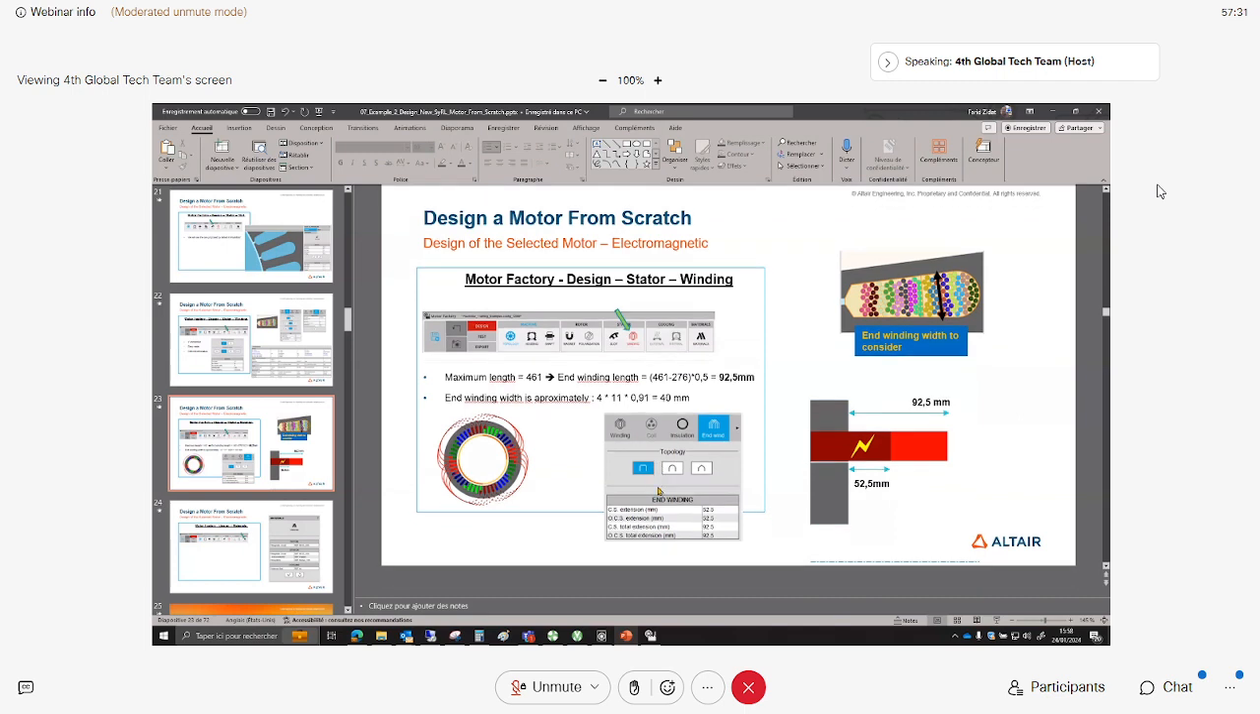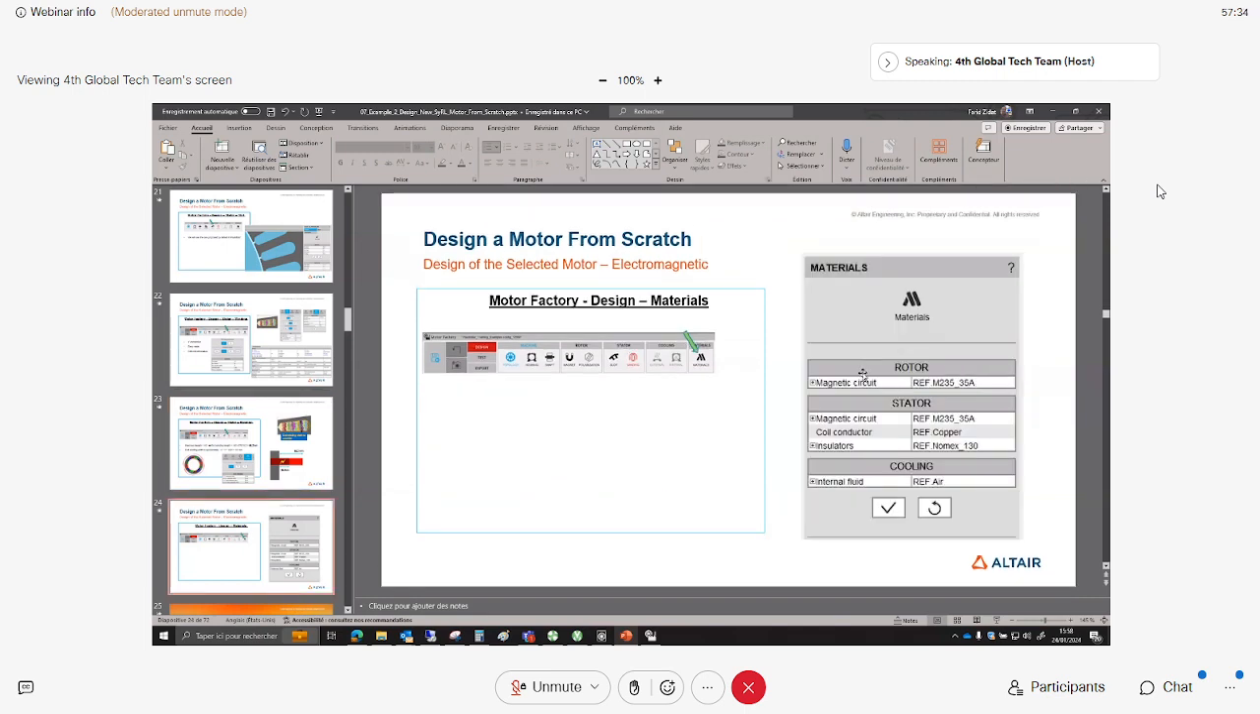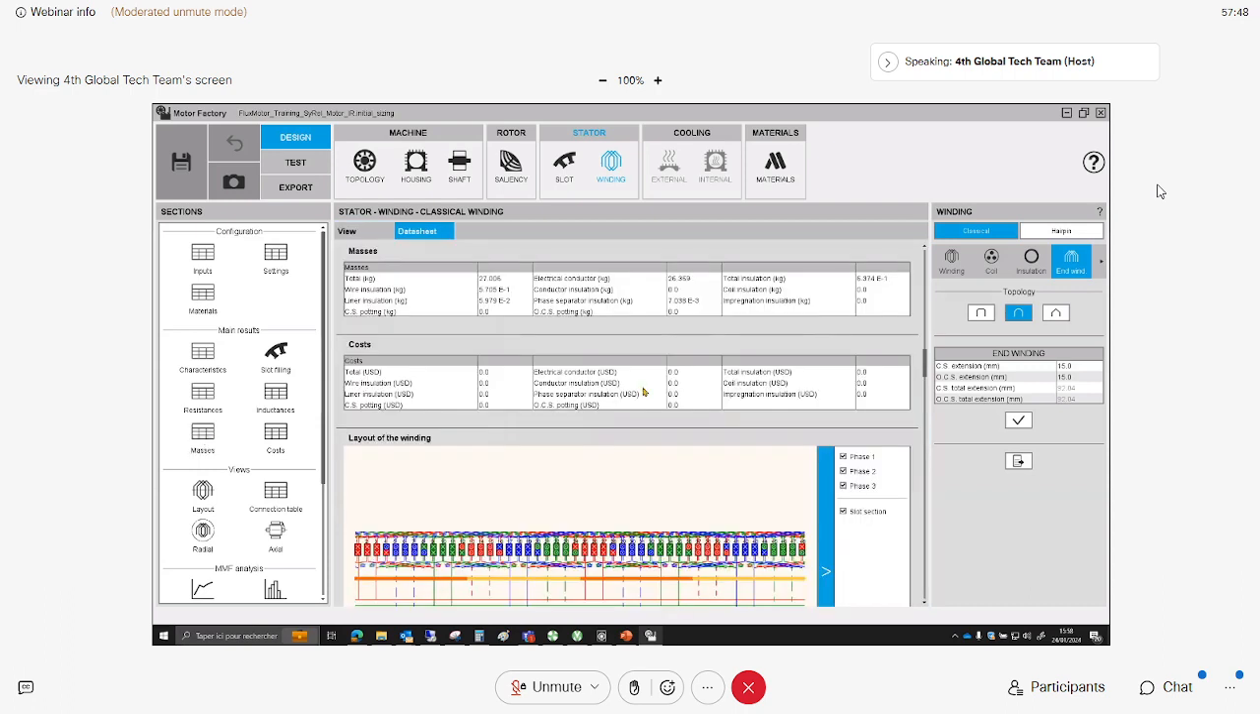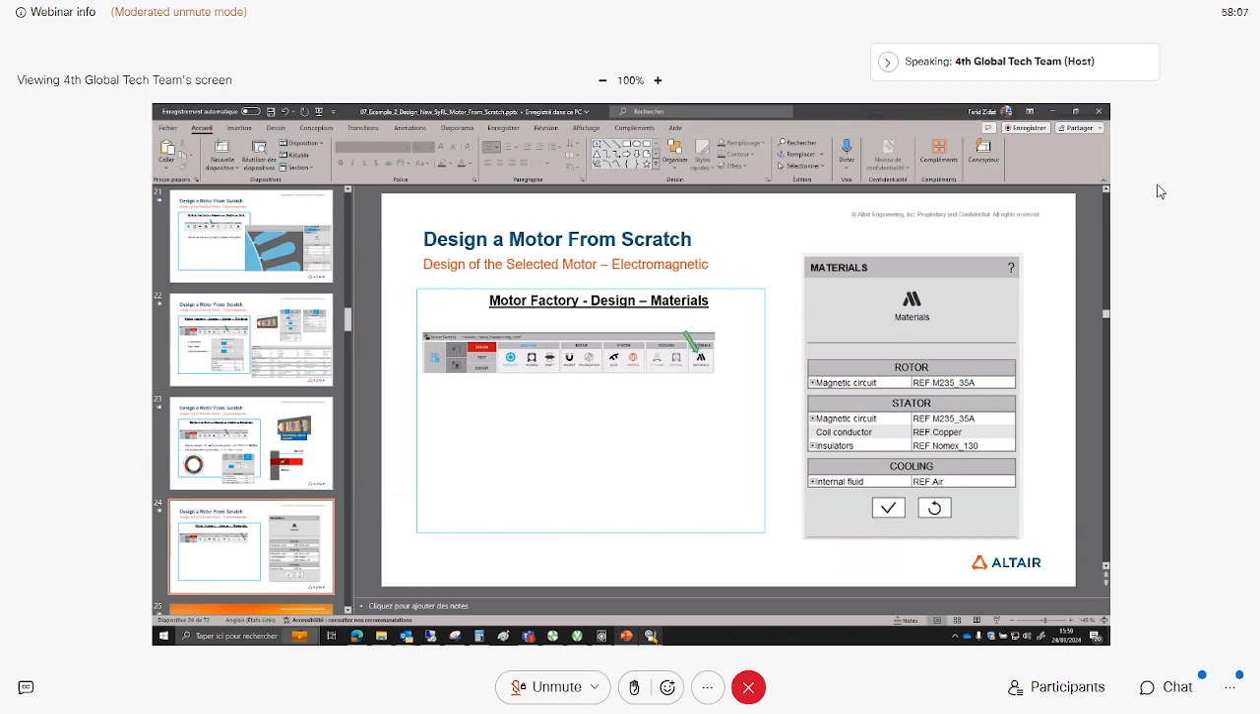Then once you finish your winding, you have to go to the materials. I'm going to use this material for the rotor, the same material for the rotor. I am going to use copper as well for the windings. Something interesting to have a look at on the windings: once you finish the end winding, you already have the total mass of the copper you are going to use, the electrical conductor. So in this machine, I am going to use 26 kilograms of copper. So I have finished the materials.